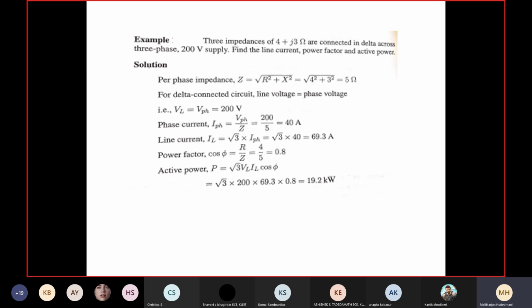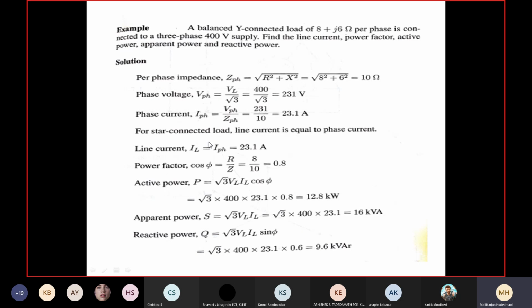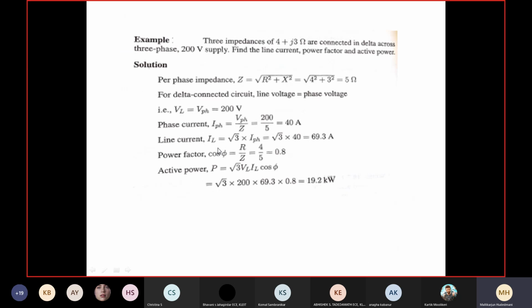Now in the previous problem here, it was a star connection. Line current was equal to phase current. Is it so here? No. Line current is √3 times phase current. I should multiply by √3, then only I will be getting line current. So line current is √3 into 40, 69.3 ampere.